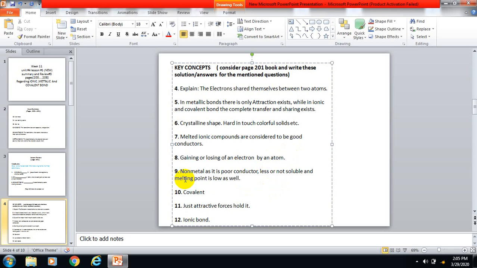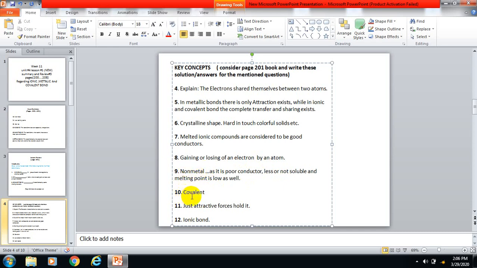Now for the 9th option, come to the critical thinking here. You have a table there. Property and unknown substances: solubility in water, melting point, electrical resistivity. Not soluble, 45 Celsius, poor conductors. Identify: is the substance in the chart a metal or non-metal? Explain. It is a non-metal, as it is a poor conductor, not soluble, and the melting point is low as well. Considered to be a non-metal here.